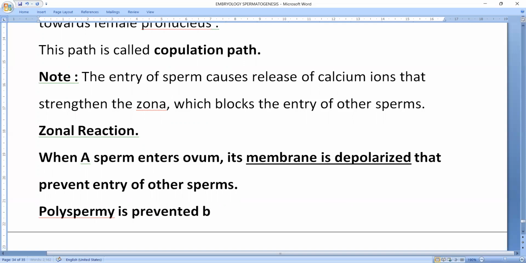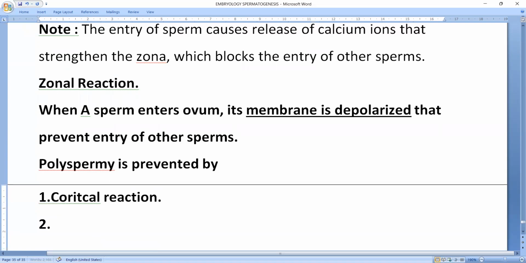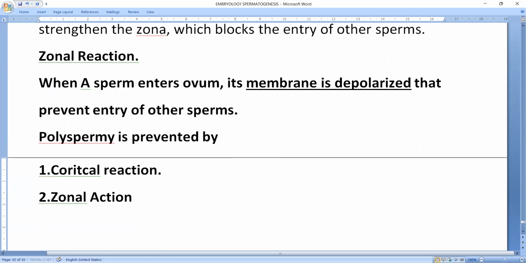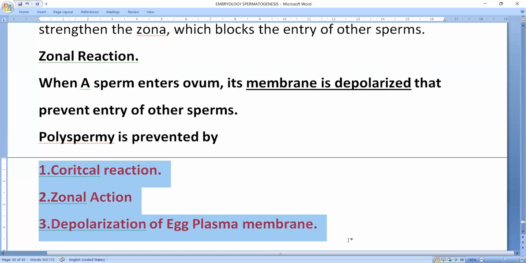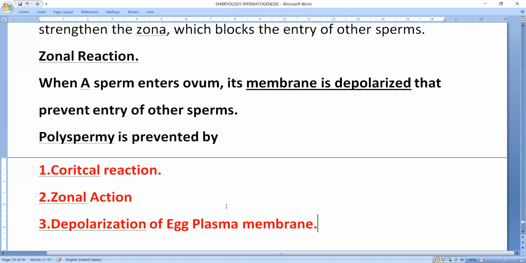Okay, by ఇక్కడ నేను రాస్తున్నాను. ఒకటి కార్టికల్ రియాక్షన్, 2 జోనల్ యాక్షన్, 3 డీపోలరైజేషన్ of egg plasma membrane. ఓకే. సో వీటి వల్ల ఓన్లీ ఒక స్పెర్మ్ మాత్రమే ఎంటర్ అయిన తర్వాత ఆల్ డోర్స్ ఆర్ క్లోజ్డ్ వీటి వల్ల. ఓకే. సో ఈ 3 యాక్షన్స్ వల్ల పాలిస్పెర్మీ అనేది జరగదు. ఒక స్పెర్మ్ మాత్రమే ఫర్టిలైజేషన్ లో పార్టిసిపేట్ చేస్తుంది.